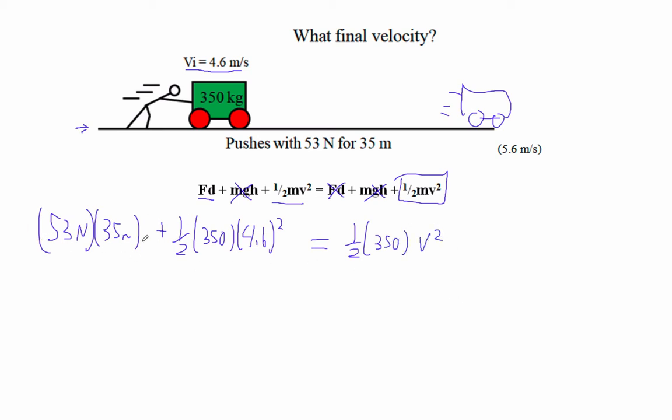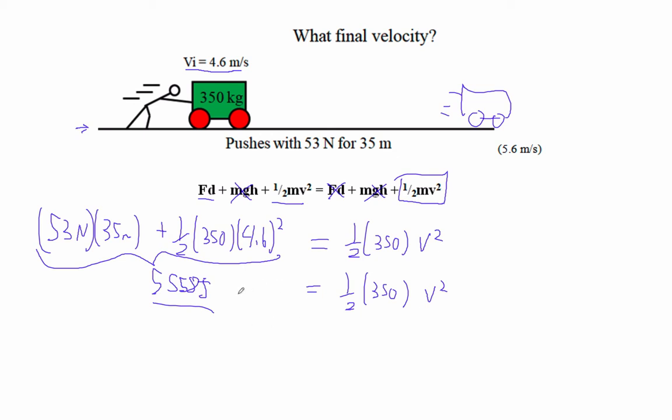Now I'm going to take this whole left side and I'm just going to do it all in one swell foop. Okay. Are you ready for this? Nothing really prepares you for this. Okay, so 53 times 35 plus 0.5 times 350 times 4.6 squared. I'm too lazy to do this in more than one step. So 558 joules is the entire left side. Okay, and then that equals 1/2 times 350 times v squared, right?